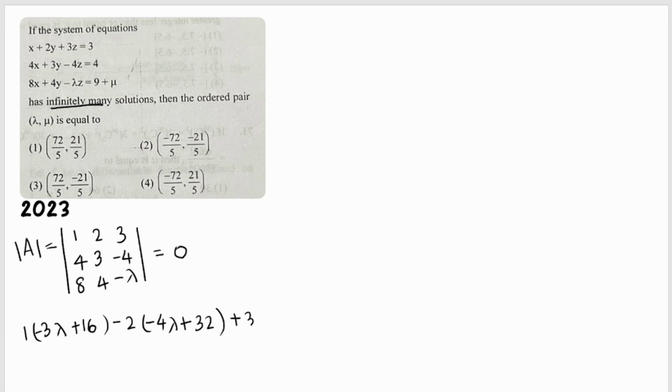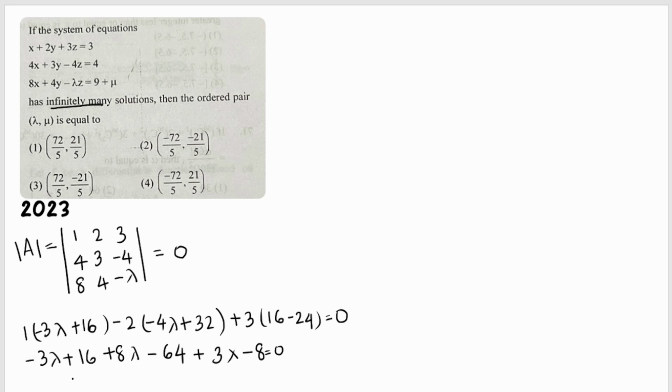Then you have plus 3. 4 4s are 16 minus 24. 8 3s are 24, equal to 0. So opening the bracket, we will have minus 3 lambda plus 16. Minus 2 into minus 4 is plus 8 lambda. Then you have minus 64, plus 3 into minus 8 equals 0.